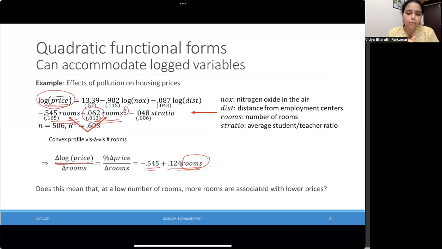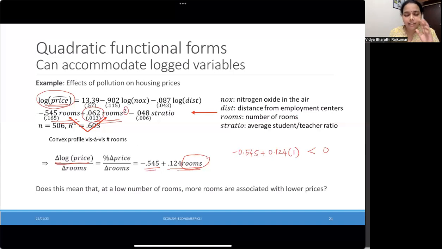Suppose there are very few rooms in the house. Suppose there is just one room in the house. If we increase the number of rooms to say 2, in that case, the change in the price is just going to be minus 0.545 plus 0.124 into 1. So we are at one room and we are increasing it by one more room. So the marginal effect is given by this number. And this is actually going to be less than 0.